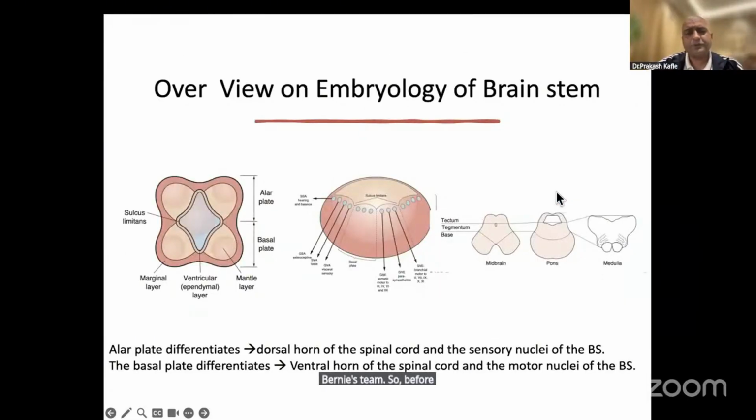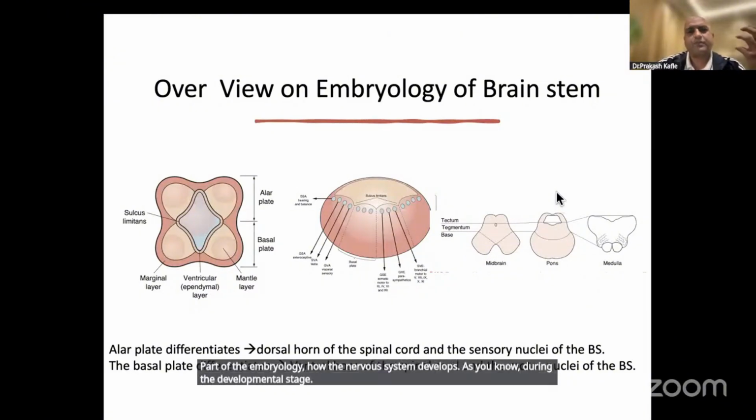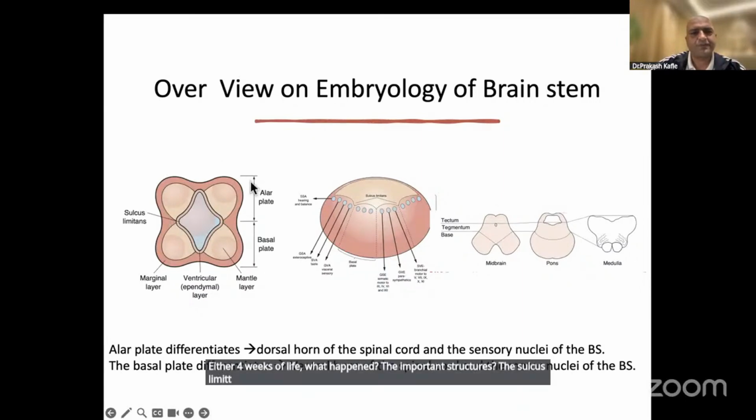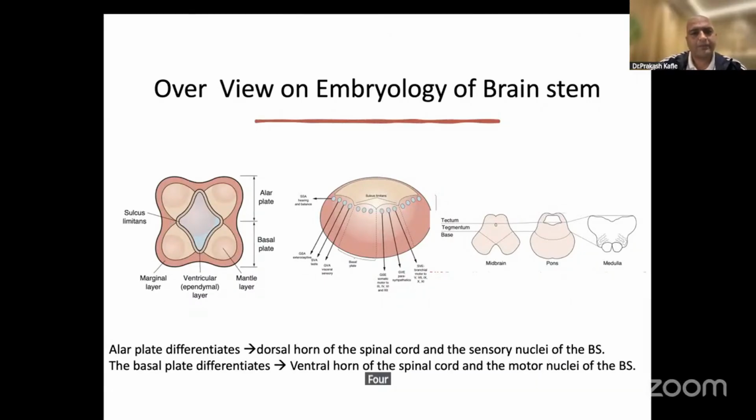Before going to see the nuclei of the brainstem, we must review some of the embryology, how the nervous system develops. As you know, during the developmental stage, at 4 weeks of life, what happens? The important structure is the sulcus limitans. This figure shows the transverse cross section of the embryonic neural tube at the age of 4 weeks.